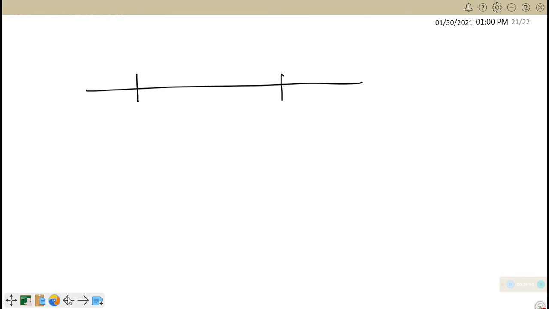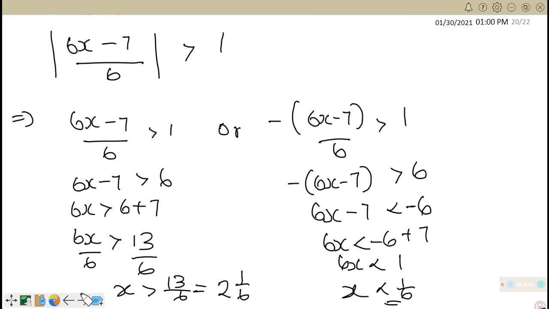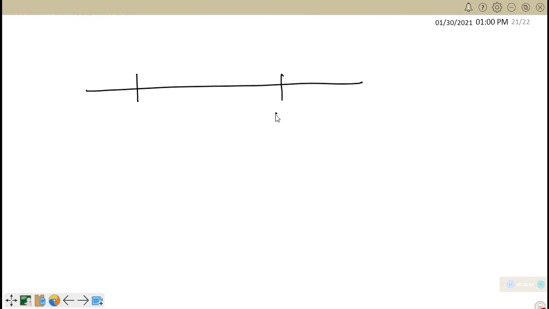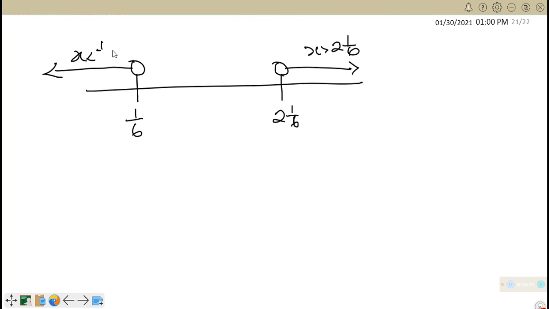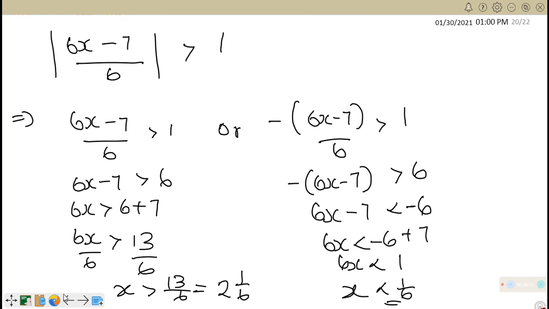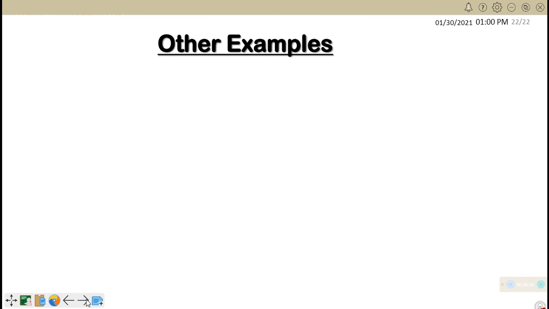In this way, the first solution, x is greater than 2 and 1 over 6. We shade it. This is strictly greater than, so it's not going to be shaded at the point. x is greater than 2 and 1 over 6, and this is 1 over 6, and we have x less than that. So x is less than 1 over 6, and that gives the solution of the inequality. And this is how to solve absolute value inequality, guys.